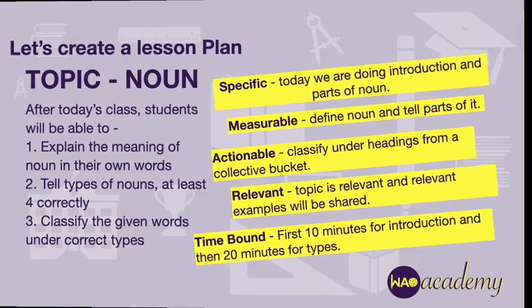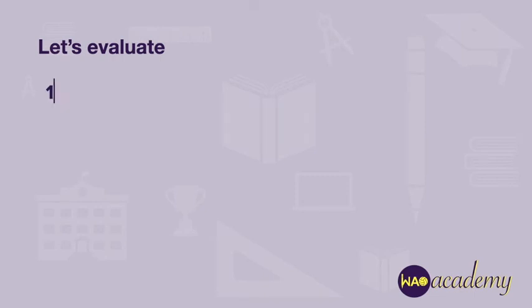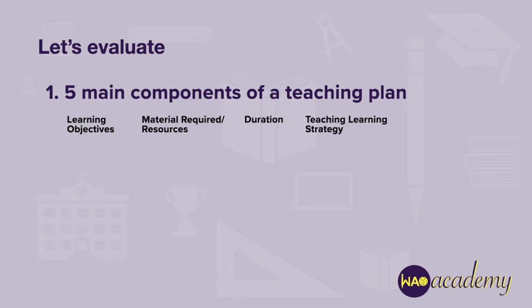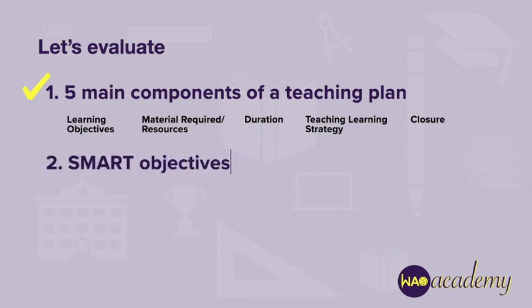So come on, let's quickly revise what we have done so far. 5 components of teaching plan. Learning objectives, material required, duration, teaching learning activities, closure. Wow, great, you're doing good. And like we said, smart people have smart objectives. Specific, measurable, actionable, relevant and time bound.